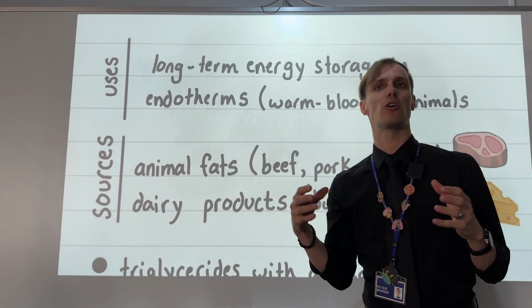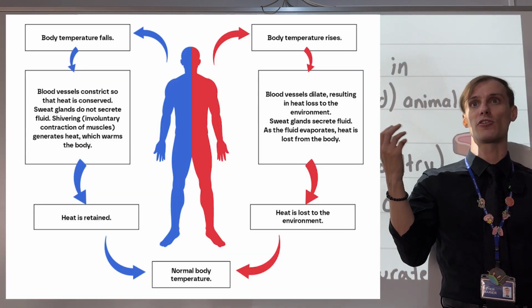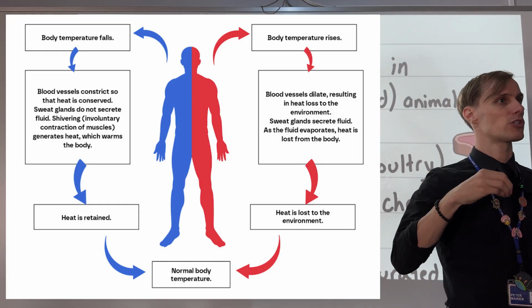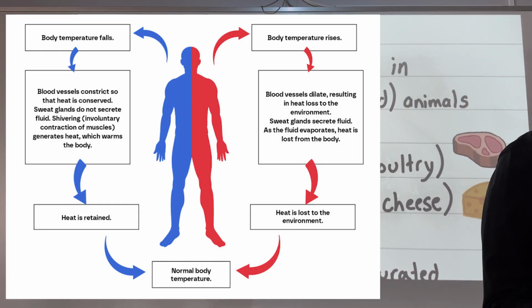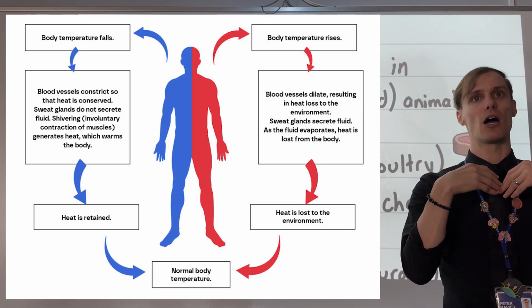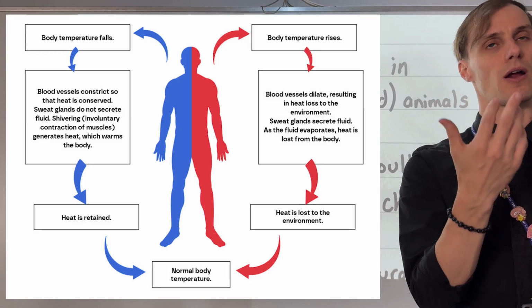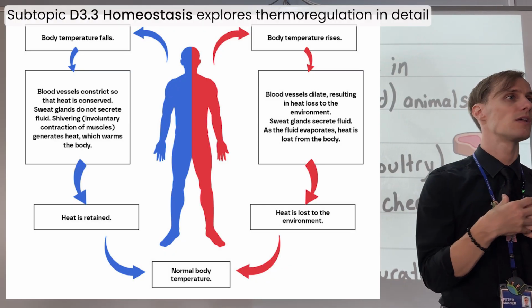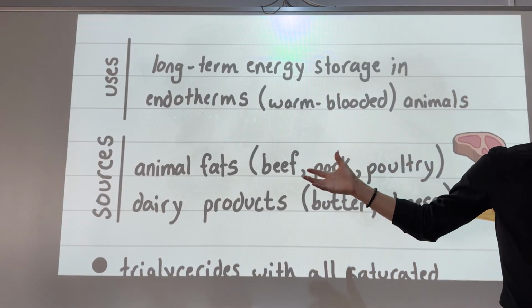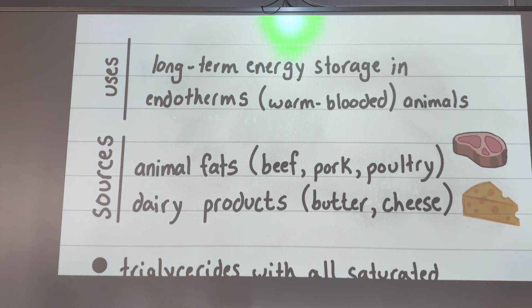If my body temperature ever rose above, let's say 36, 37 degrees, my body would automatically make physiological changes to drop my temperature. If my temperature was below that threshold, my body again would make automatic changes to raise my body temperature. We'll explore this when we study homeostasis. Now, where do we find these? Well, unsurprisingly, we find them in meat of endothermic animals, right?